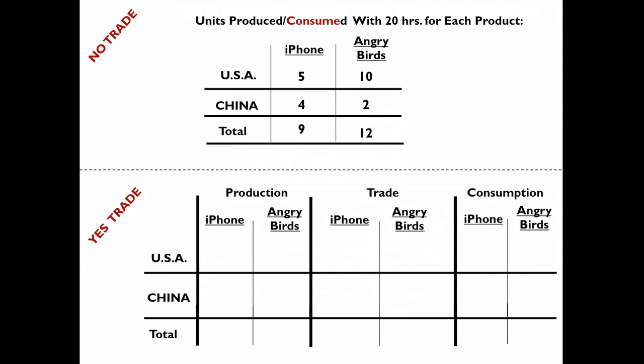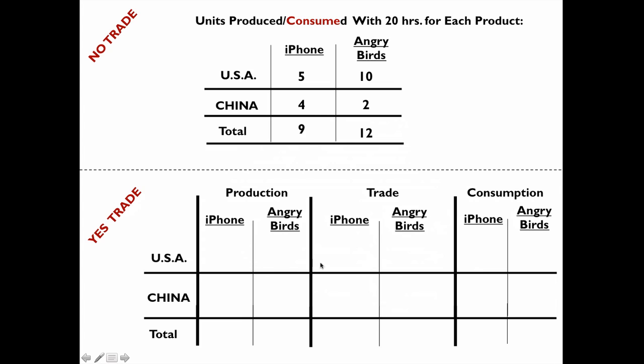And then I ask you to organize this information in the following table, because this is going to have all the categories that you're going to need. This is the table right here. The table at the top is the table we had at the bottom in the previous slide, right? So these are the number of units they produce. If they spend 20 hours on each product and there's no trade, they will consume the same thing they produce. So the US will consume and produce 5 iPhones, consume and produce 10 Angry Birds. China consumes and produces 4 iPhones and consumes and produces 2 Angry Birds, and so forth.